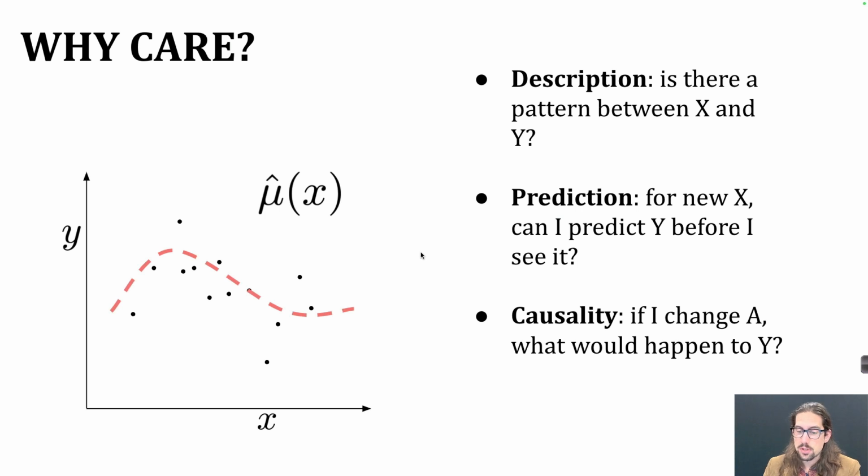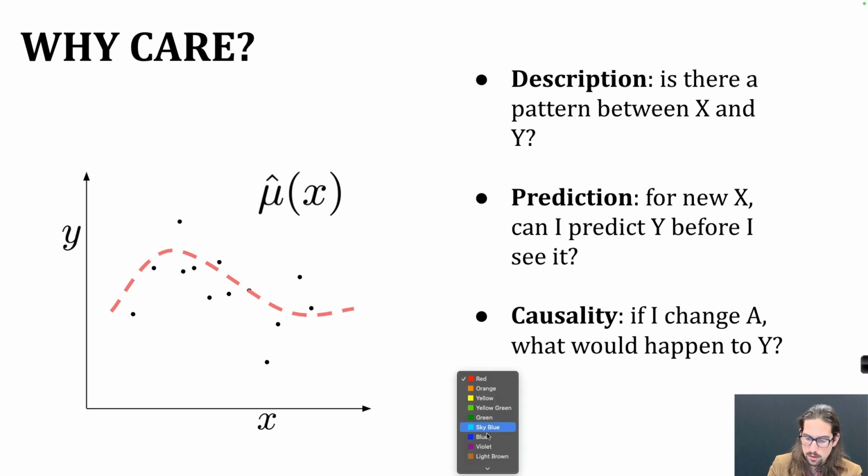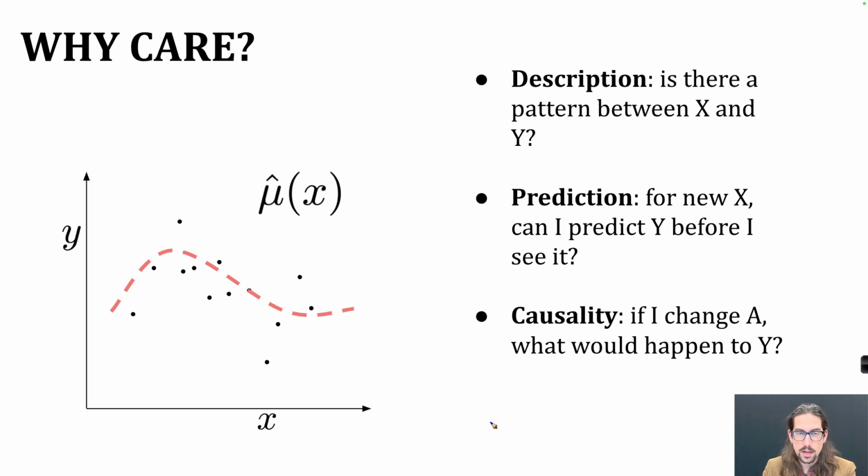There's also prediction. If I see a new value of x, can I predict y before I see it? Let's say I gather some new data. Let's say these data points represent somebody's blood pressure as the x value, and then the y value is their blood pressure in 3 years. Or maybe it's the presence or absence of some disease in the future. Say then somebody comes in to the clinic right now, and I measure their blood pressure. Let's say it's here.